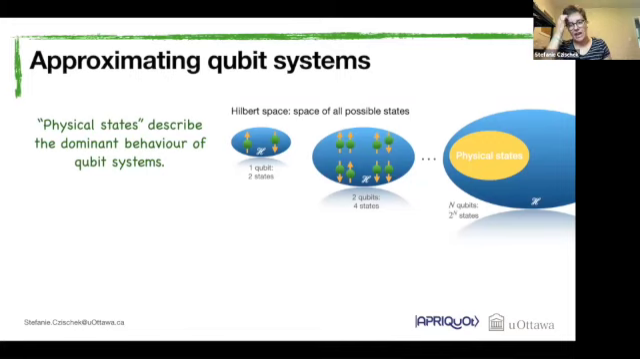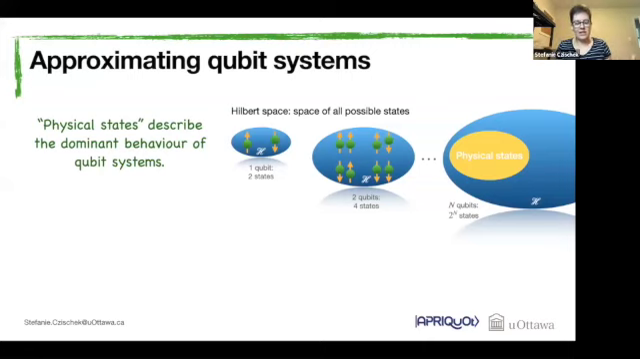And since we are in quantum mechanics, they all exist in superposition. So if we want to describe the system exactly, then we would need to take all these 2 to the n states into account, which we cannot do with our conventional computers. And so this is why we need to find approximative ways to describe these qubit systems. And one very promising approach is to focus on a subset of states. And here we can introduce what we call the physical states. And these are basically the states that describe the dominant behavior of our qubit system.